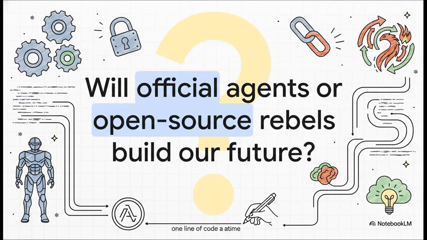And that leaves us with one final, really fascinating question. As we move forward, will our future be built primarily by these official, polished AI agents? Or will the open source rebels, with their focus on freedom and flexibility, ultimately be the ones to lead the way? You know, the answer to that is still being written, one line of code at a time.